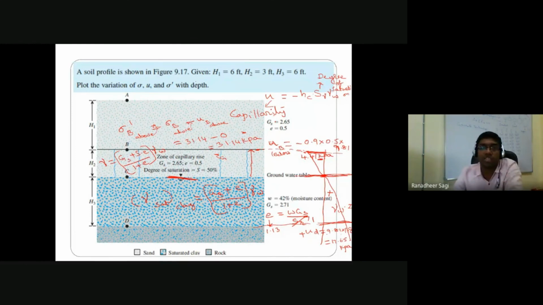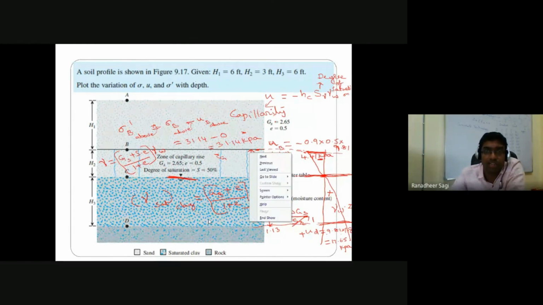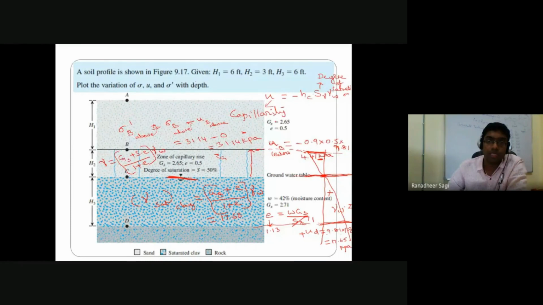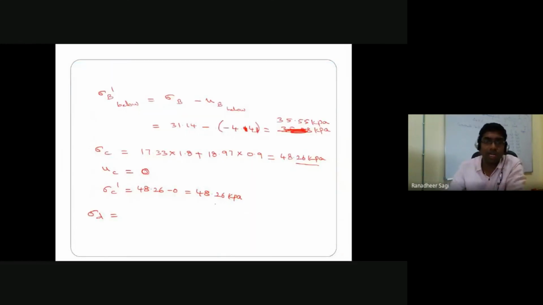If void ratio is 1.13, then what is going to be the saturated unit weight of the soil by substituting your Gs value, e value and gamma w value? 17.68 kilonewton per meter cube is the saturated unit weight of the clay according to the numbers you have told me. So now let me go ahead in calculating my total stress at point D.